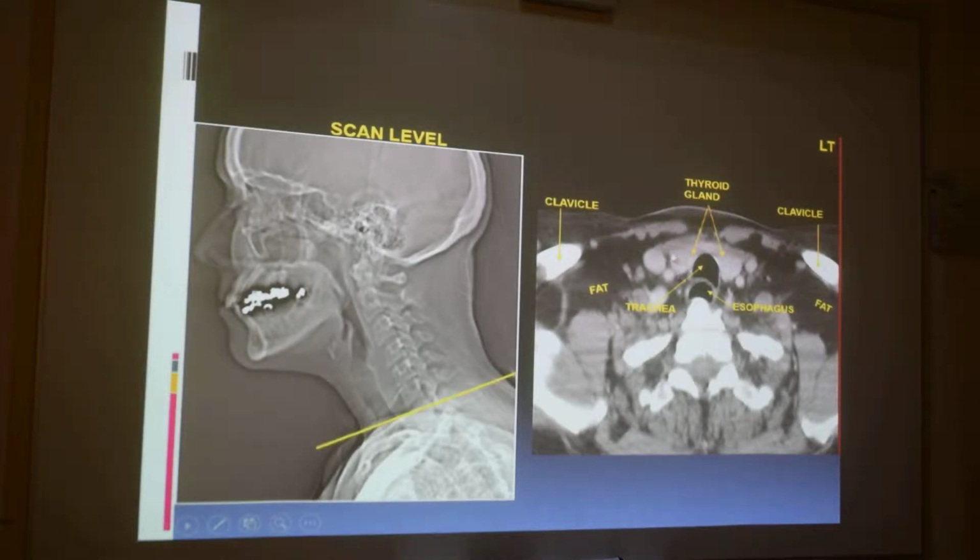So you see the thyroid lying in front of the trachea, and this is the esophagus. Trachea, esophagus is posterior to the trachea. So obviously this is the trachea, and the esophagus is just behind it. Usually the esophagus is collapsed. Trachea is open because of the cartilaginous rings.